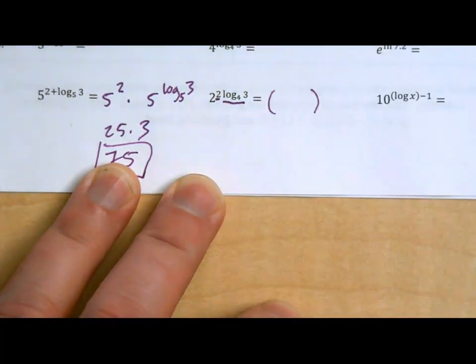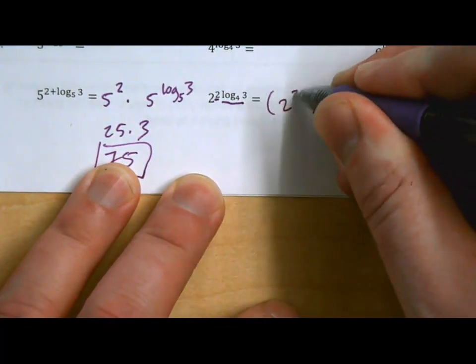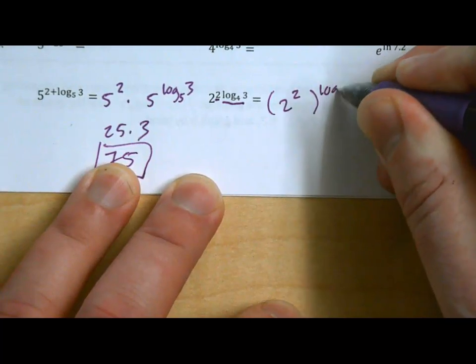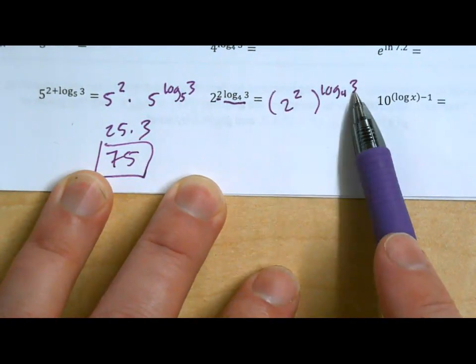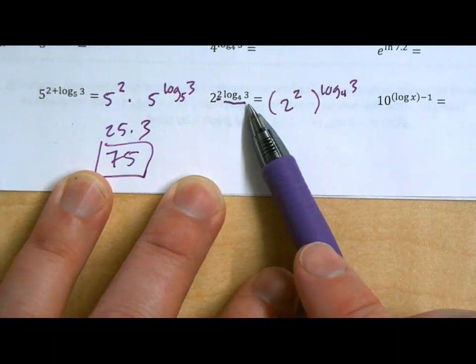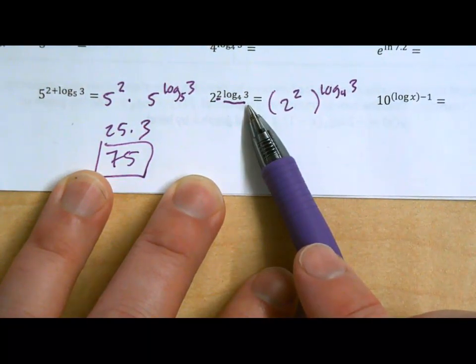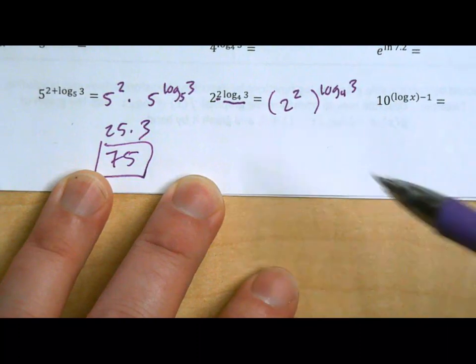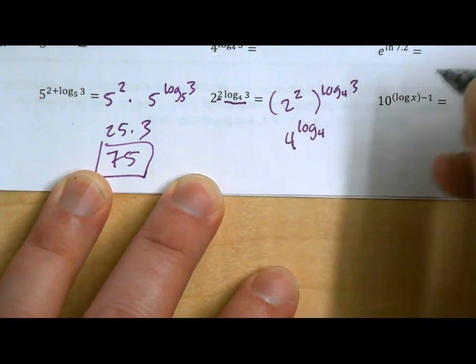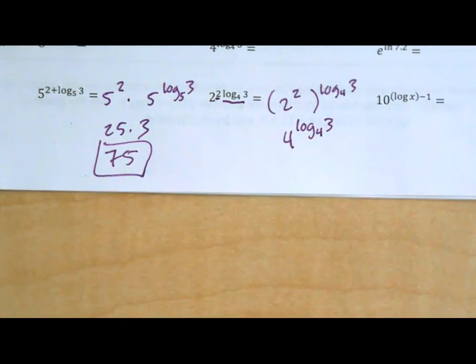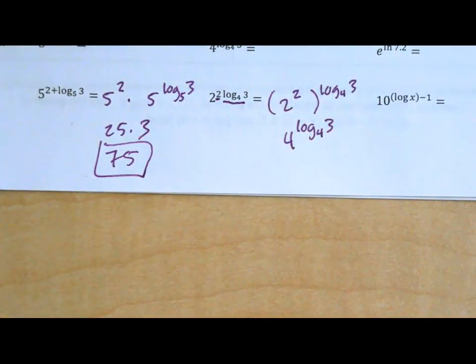Usually we write it with parentheses. So if I had 2 squared with a log base 4 of 3 on the outside, that would be where I'd multiply the 2 times the log base 4 of 3, and I get 2 log base 4 of 3. And if I wrote it that way, I could rewrite that 2 as a 4, which now matches the base on my log. So now they would cancel and give me my final answer of 3.